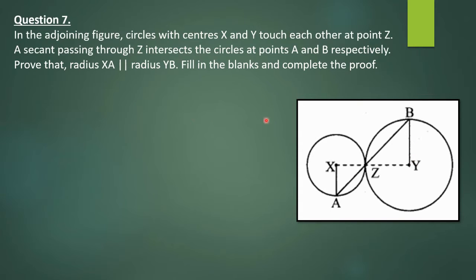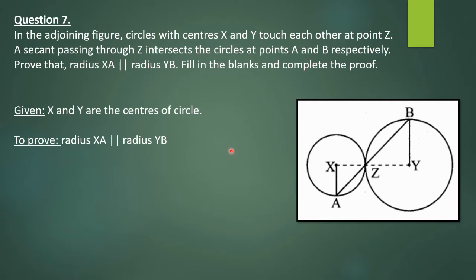In your textbook, this question is in the form of fill in the blanks and you have to complete the proof. In this particular video, I will be doing the entire proof. So it is given X and Y are the centers of the circles and we have to prove radius XA is parallel to radius YB. Construction: we'll draw segments XZ and YZ. If you see, this dotted line in the figure is a construction. So we join XZ and we join YZ.